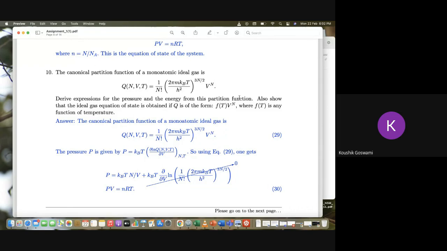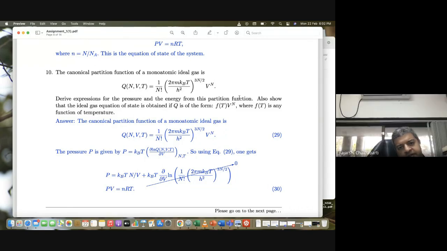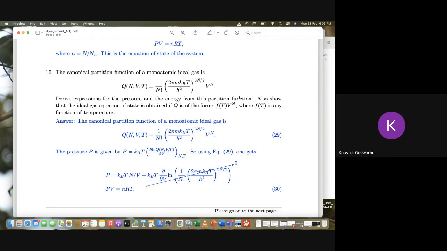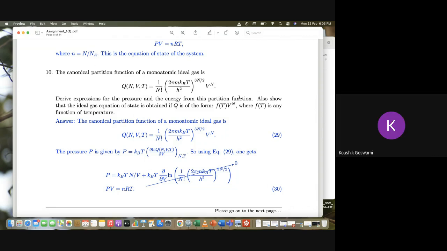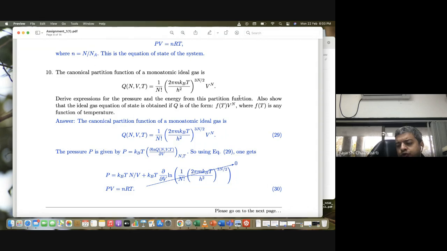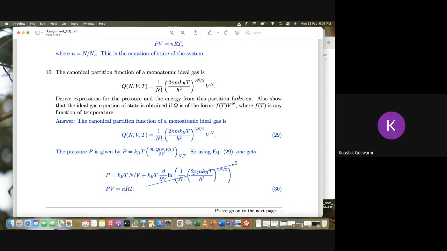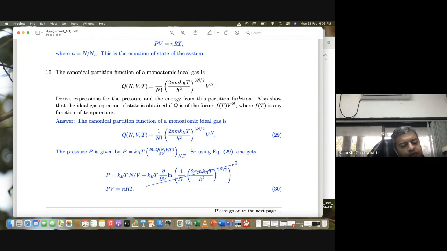So this is question number 10. This is again the canonical partition function for the monoatomic ideal gas given here. In one of the questions, there was a typo, no? That was in the crystal question. There was an extra factor of 2 there. Okay, so you have corrected that, no? Anyway, you can explain this problem to them.